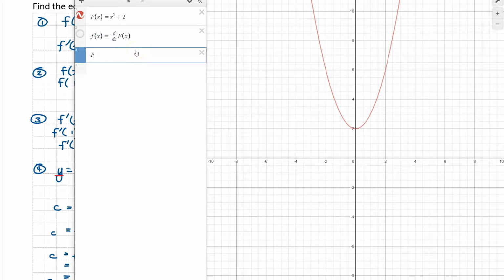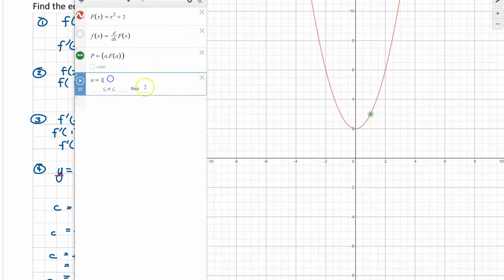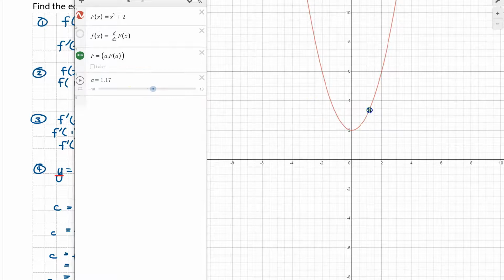Now going down, we're looking at a point. So where does our tangent touch our function? I'm going to say it touches at location A, f of A, where location A is at 1. So here is where we're looking for the tangent, so location 1, 3.